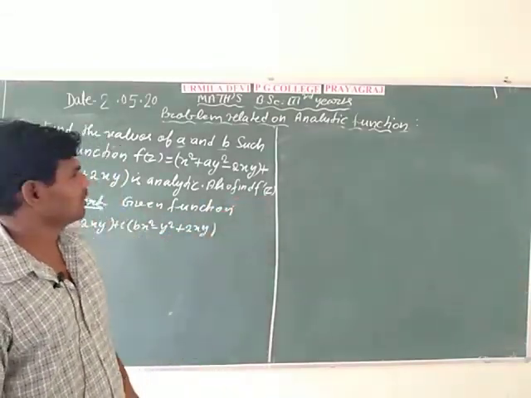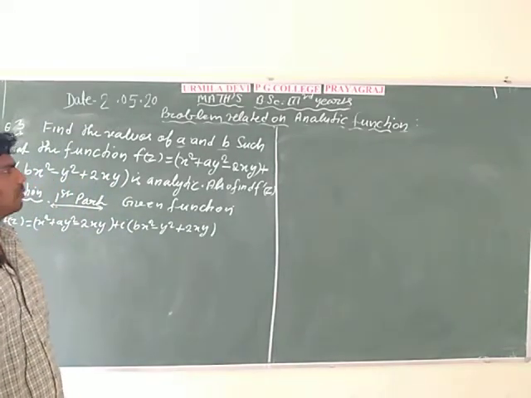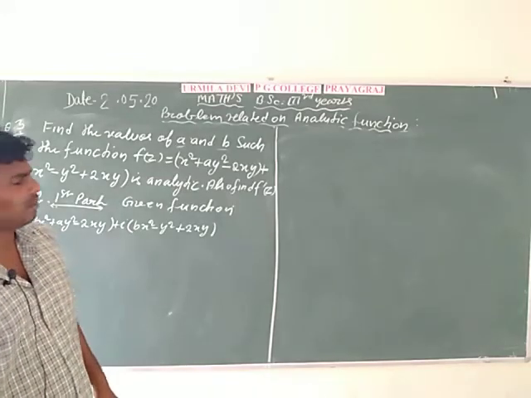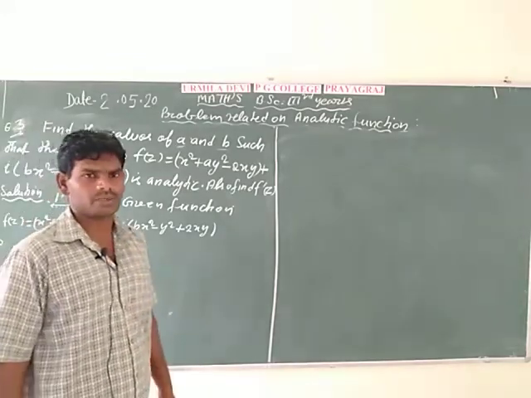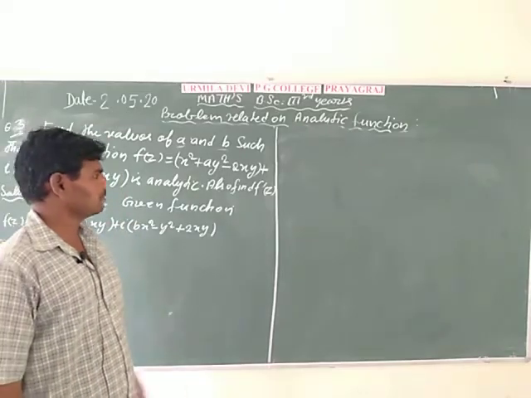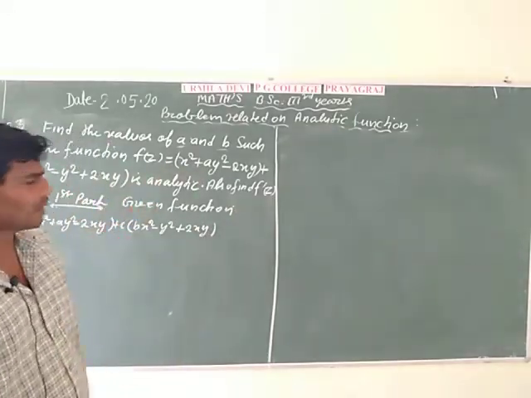In this question, consider two parts. The first part is to find the values of a and b, given that the function f(z) is analytic, which means f(z) satisfies the CR equations. In the second part, find the differentiation of the function f(z), where f(z) is given.